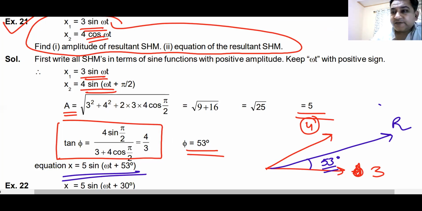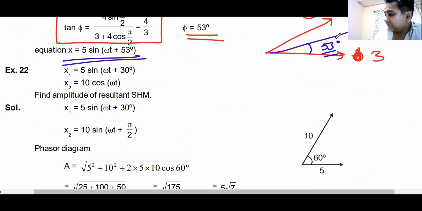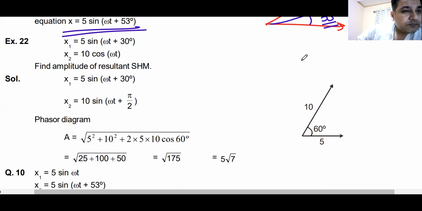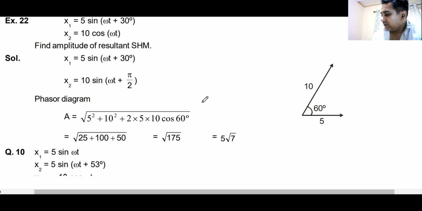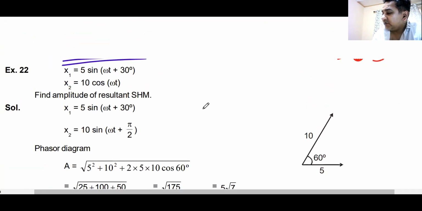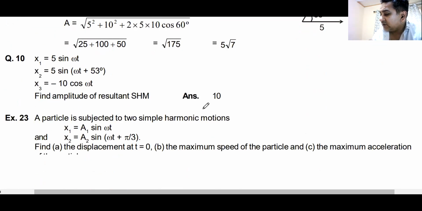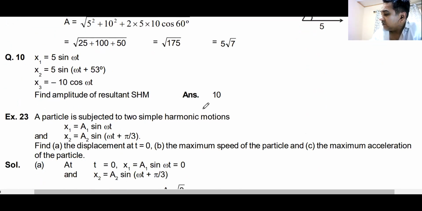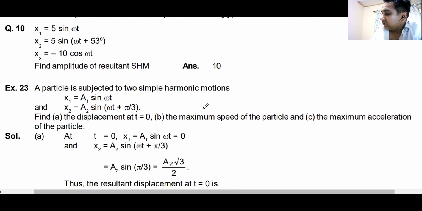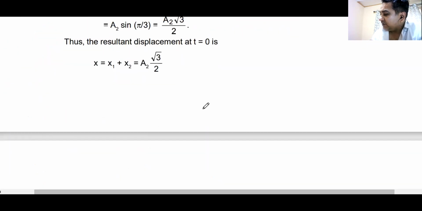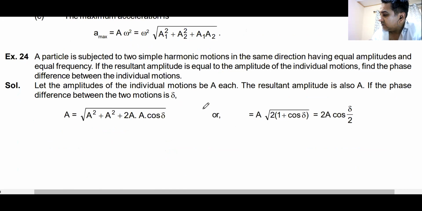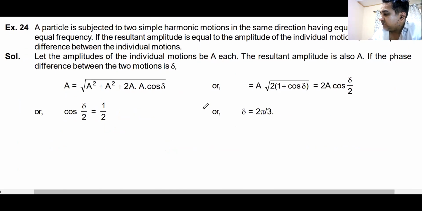Can I have some response that we understand this? Now, question number 23 is based on a similar concept, 22 is based on a similar concept. Question number 10 is also based on a similar concept. We'll do this question number 24, that is the last one in this category.